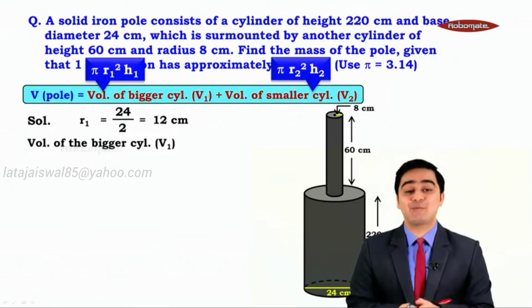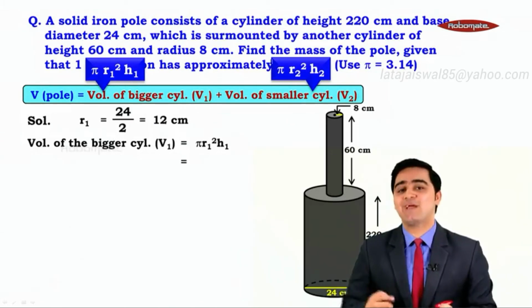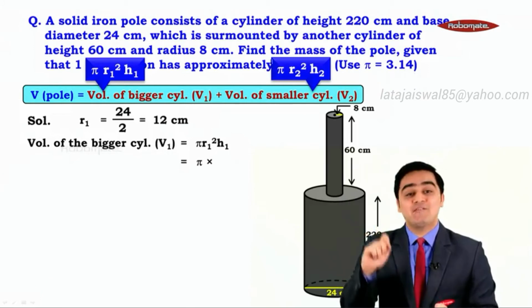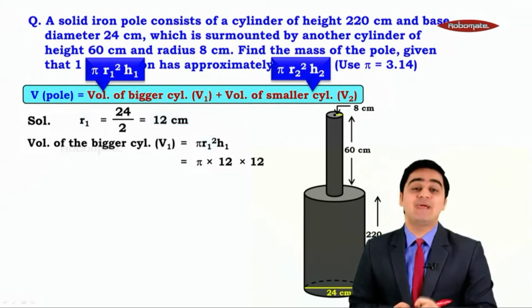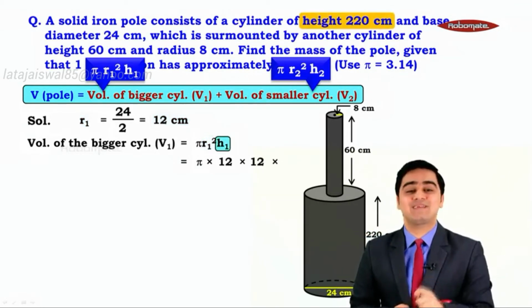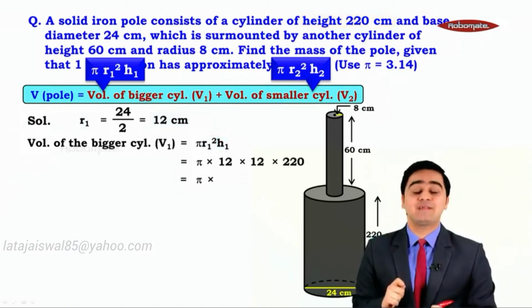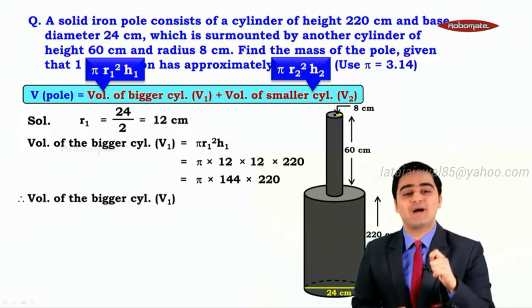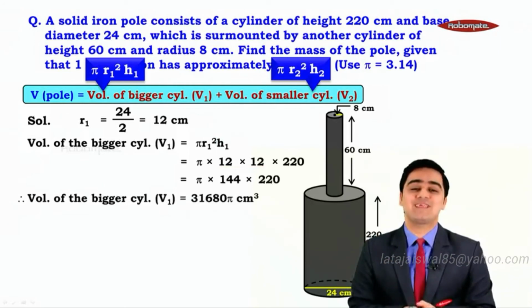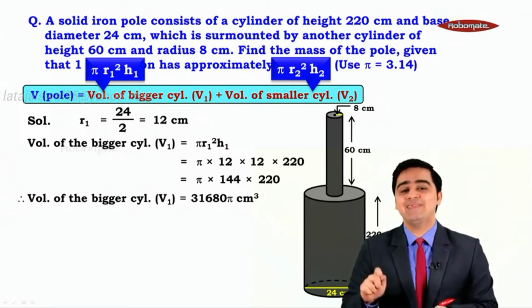First, we will calculate the volume of the bigger cylinder, and the formula is pi r1 square h1. Now let us substitute the values. In place of pi, we will write pi. We have r1 equal to 12, so we will write 12 into 12, and the height, h1, is given as 220. Now let us do the further calculations. Pi will remain as it is. 12 into 12 is 144, into 220. Now 144 into 220 into pi is equal to 31680 pi. Therefore the volume of the bigger cylinder is 31680 pi centimeter cube.